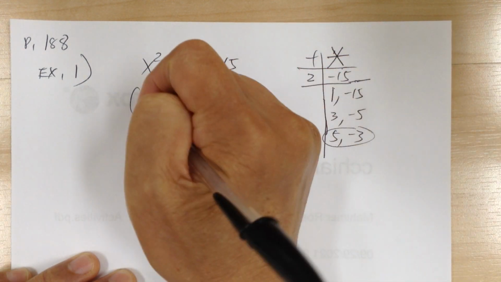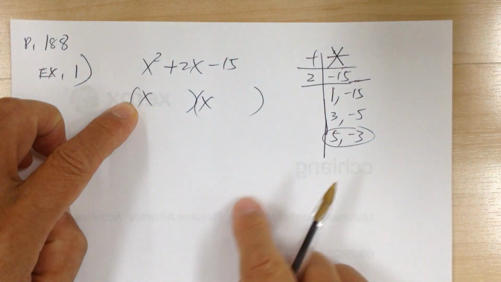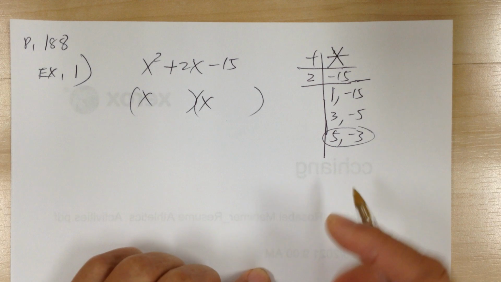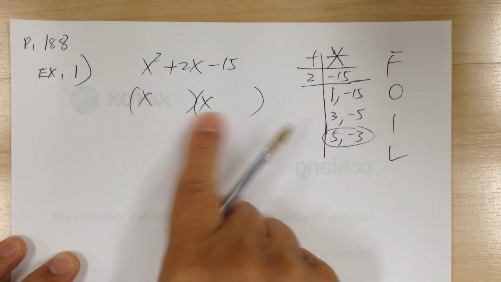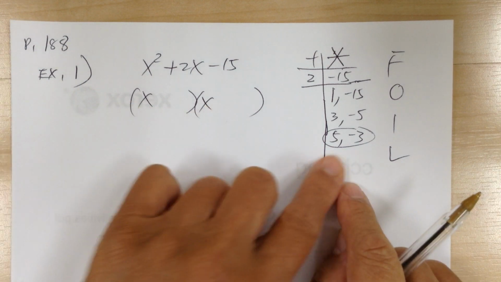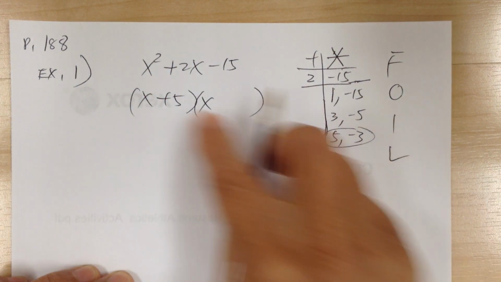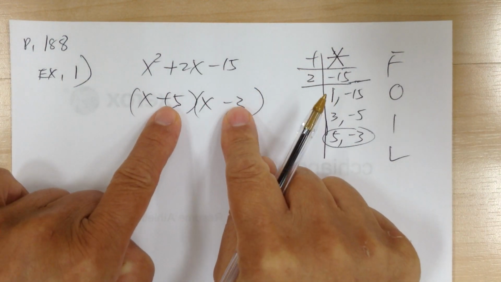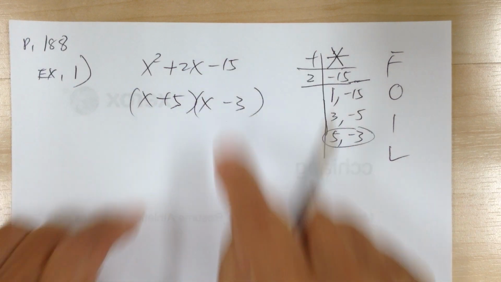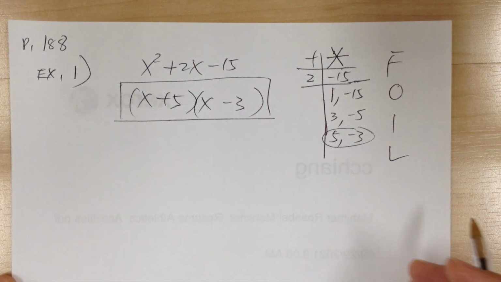Okay. And so once you find that, you undo the first term. x times x gives you x squared. And this is the FOIL method. So this is the F. So undo the F, and this is going to be O and I, so it'll be plus 5, right? Plus 5 minus 3. Again, if you add, you get that. Multiply, you get that. Okay, and that's it. So again, factoring is just undoing the FOIL method.